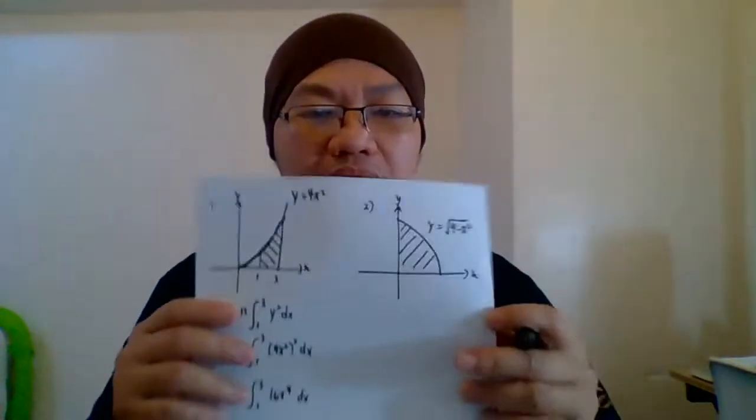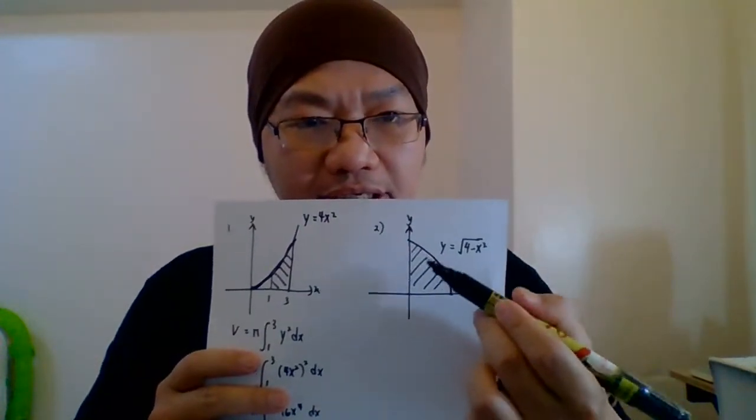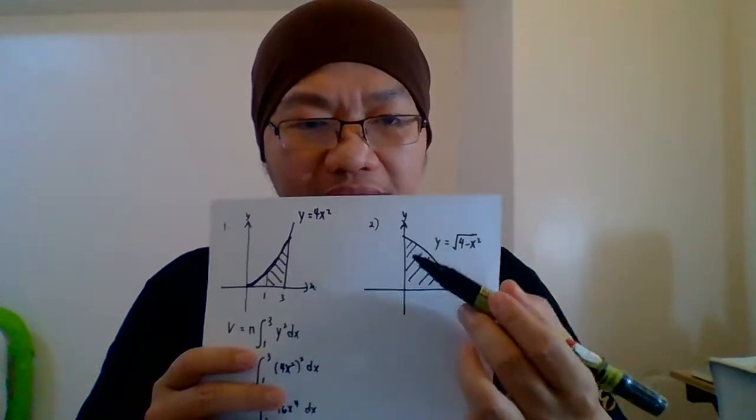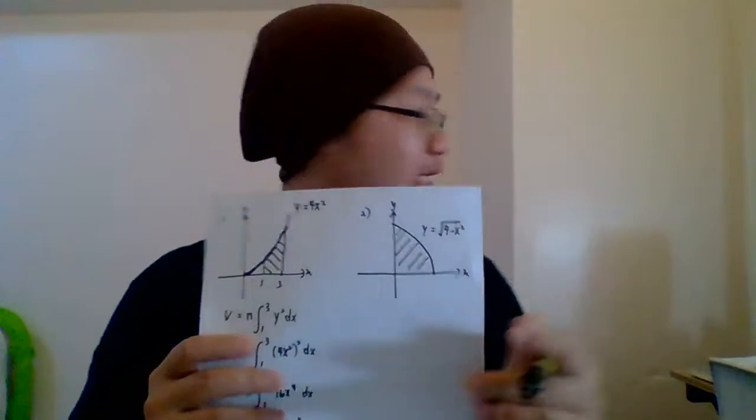Now, this is soalan number 2 here. The shaded region is shown, and the curve equation is given. Find the volume of the shaded region that revolves about the x-axis. Oh, sorry, there are no limits. Oh yeah, ada limits, 0 until 2.